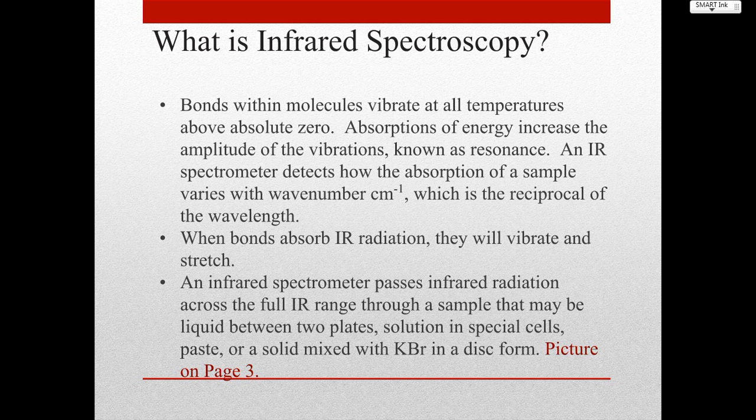And then an IR spectrometer passes IR through the full IR range, which is all of the different wavelengths of IR light. The sample can be a liquid between two different plates. It can be a solution, a mixture in between some special cells. It can be a paste, kind of like toothpaste. Or it can be a solid mixed with potassium bromide, flattened into a disc form. And there's a picture on page 3 that will show what it looks like.